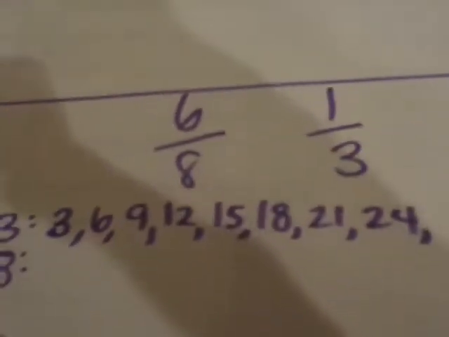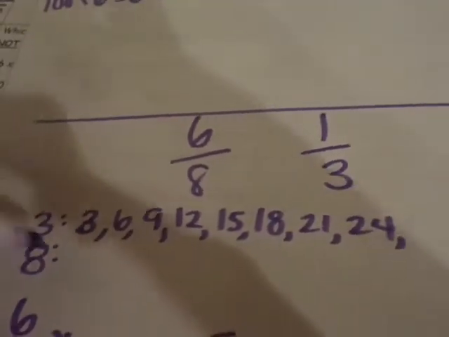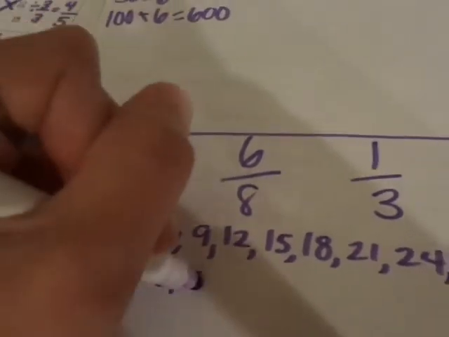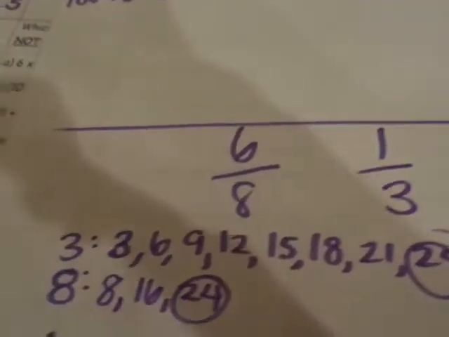All right. Next question. What is the LCD of 6/8 and 1/3? So that means if we were to skip count by the denominators, what would the LCD get? The lowest common denominator. So we skip count by 3 and 8. So 3, 6, 9, 12, 15, 18, 21, 24. And I can stop there because I know 24 has a relationship with 8. 8, 16, 24. LCD, 24.